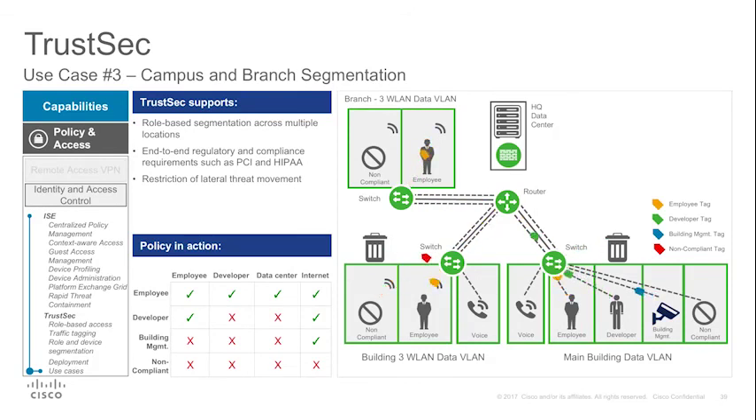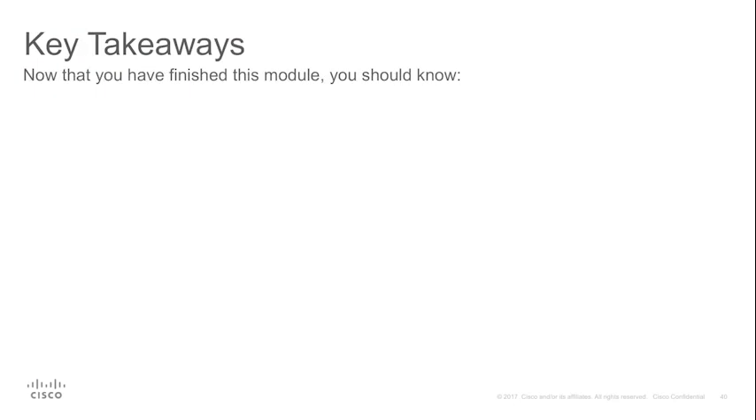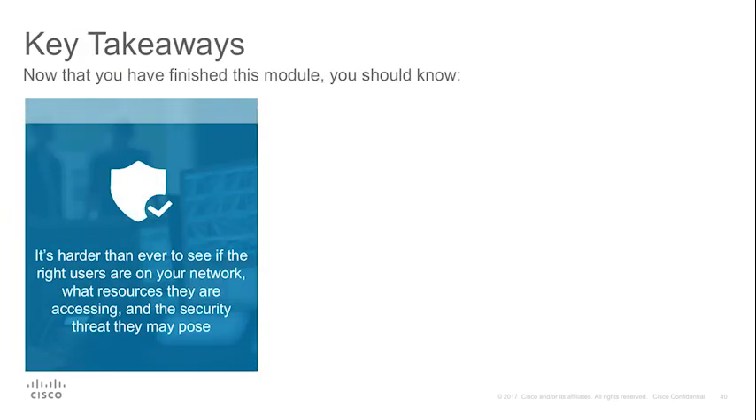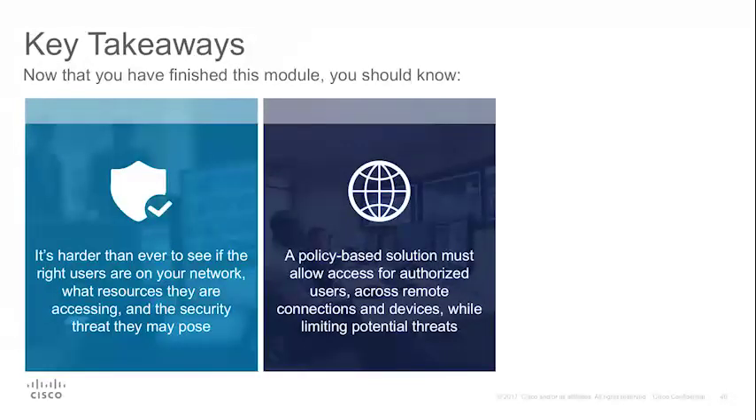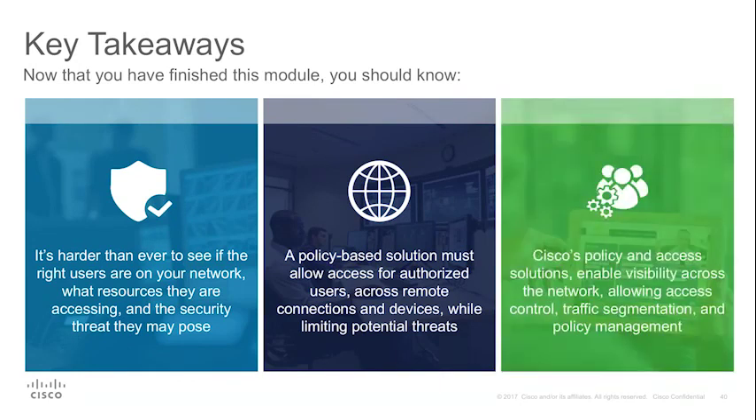Before moving on to the next module, let's review the key takeaways. Now that you've finished this module, you should know it's harder than ever to see if the right users are on your network, what resources they're accessing, and the security threat they may pose. A policy-based solution must allow access for authorized users across remote connections and devices while limiting potential threats. Cisco's policy and access solutions enable visibility across the network, allowing access control, traffic segmentation, and policy management.